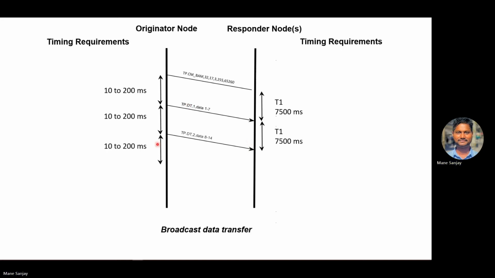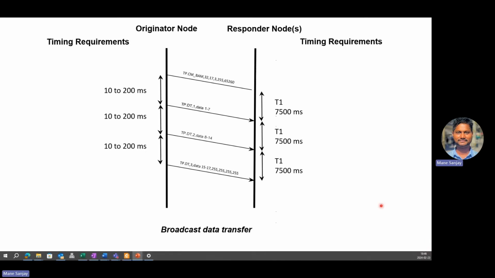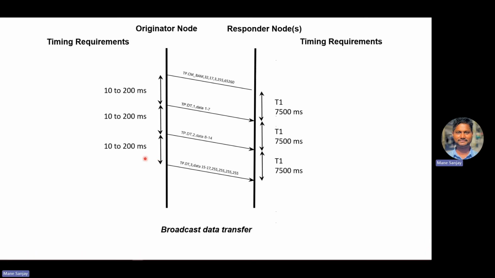After that, from 10 milliseconds to 200 milliseconds, at any time the next packet can be sent. So this is how all the packets are sent. This is the broadcast announce message, the broadcast data transfer.